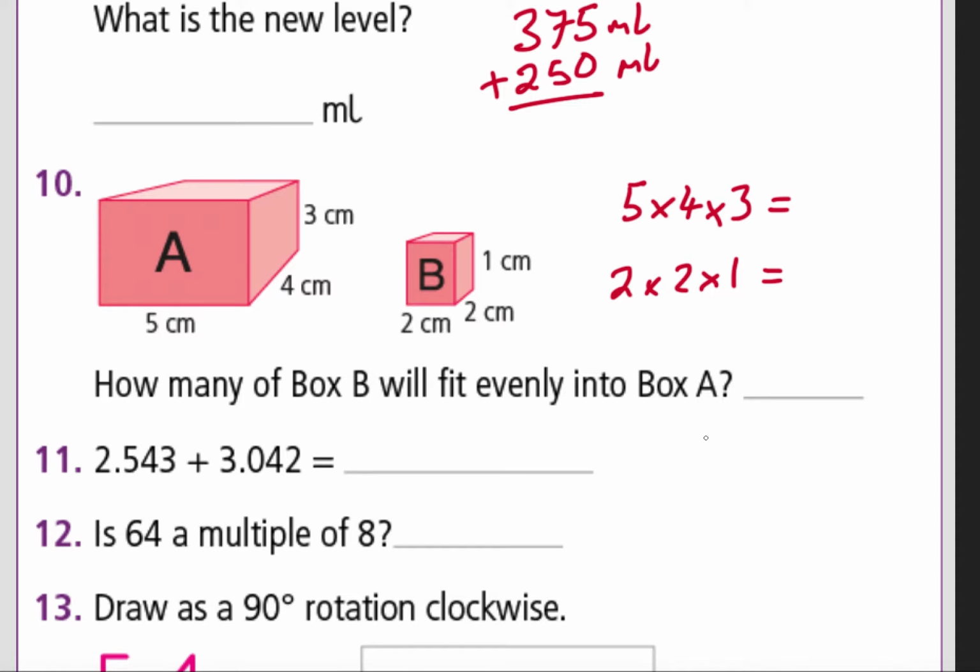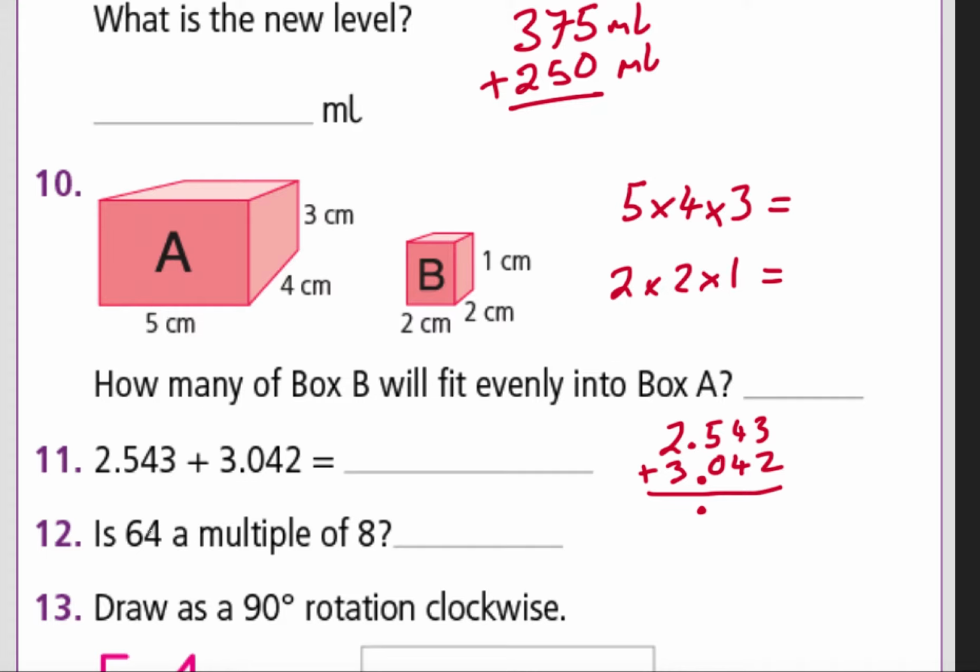Number 11, this is a nice easy one. We just make sure to keep the units on top of the units, decimals on top of decimals. So you're going to write down 2.543. Underneath you're going to write 3.042. And it's a simple adding up sum, and we just need to remember when we're doing it that our decimal goes in here when we're adding up. The decimal stays in the same column.